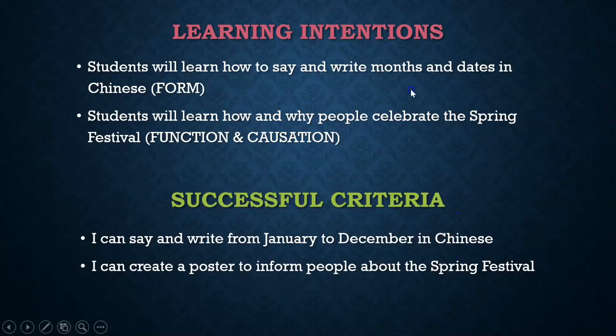Let's have a look. Our learning intentions today, okay, there are two of them. Firstly, which is related to form, students will learn how to say and write months and dates in Chinese, okay? And secondly, students will learn how and why people celebrate the Spring Festival, okay? And this is related to function and causation. Now, how do we know that if we achieved the learning outcomes, okay? Successful criteria. Here we go. Firstly, I can say and write from January to December in Chinese. That is the first thing we need to achieve today.